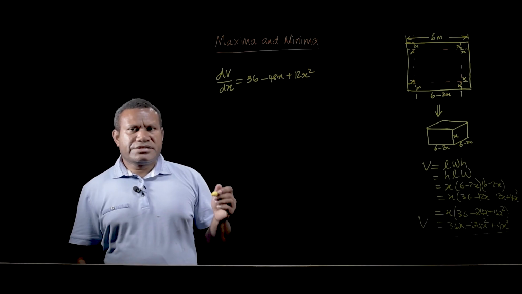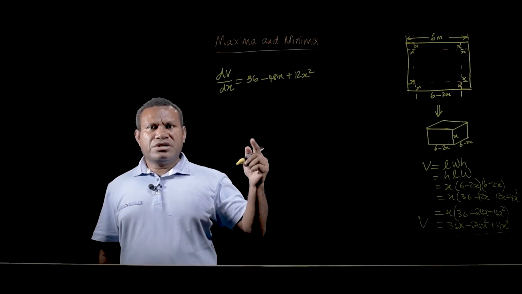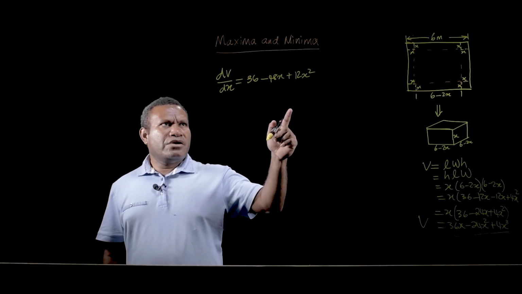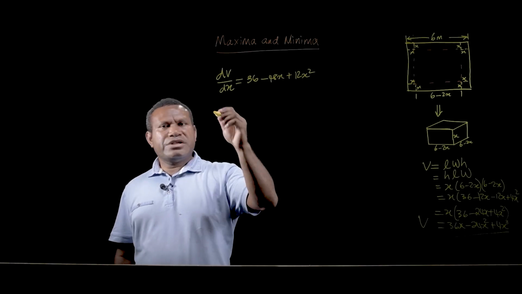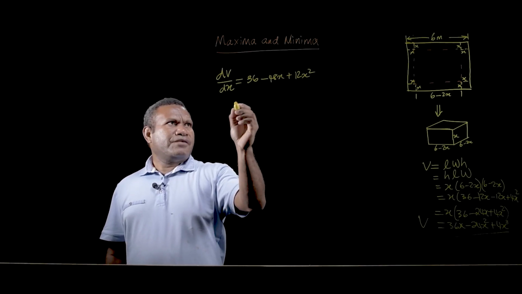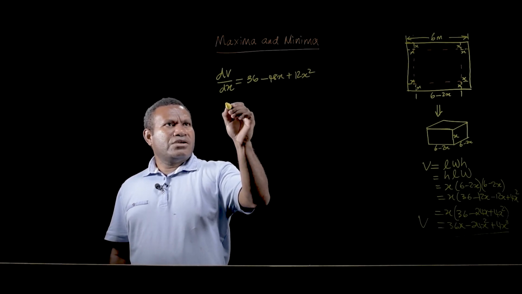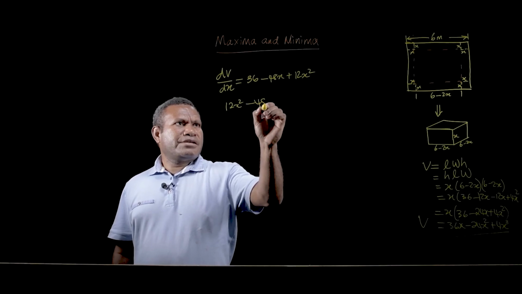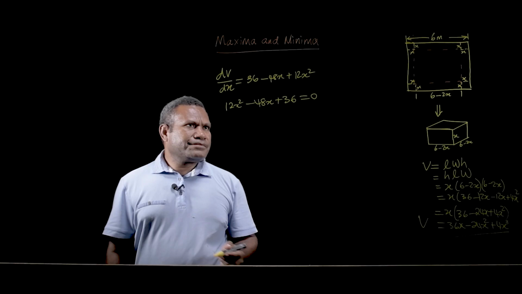We know that at the stationary points, from our previous lesson, the gradient or the rate of change function is equal to 0. Therefore, we are going to equate this to 0 and solve for x. It's a quadratic expression, but we can rewrite this and say 12x squared minus 48x plus 36 is equal to 0.